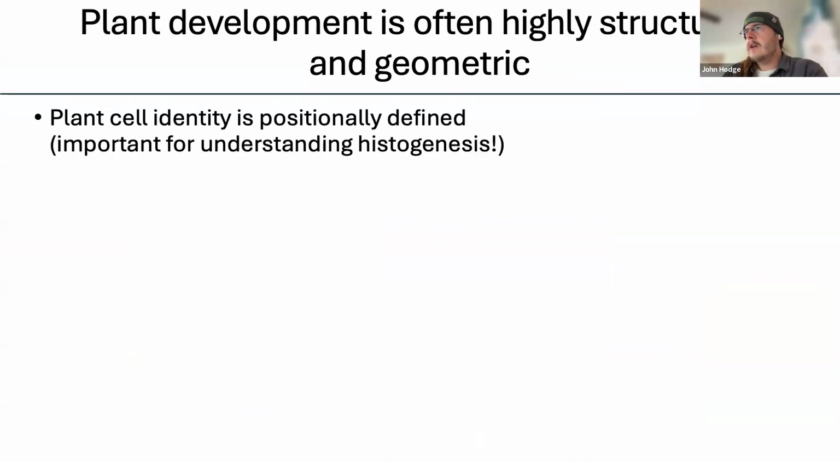There are some other really interesting things, if you like to think about modeling, that plants also do because of this regular, repeated growth. One is that their identity is positionally defined by the cells around them.